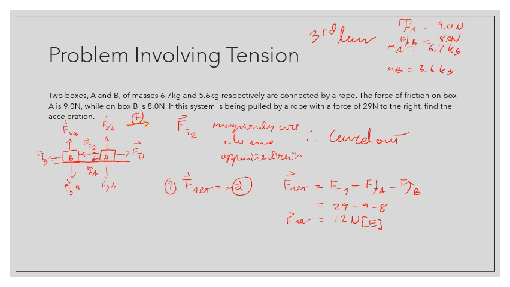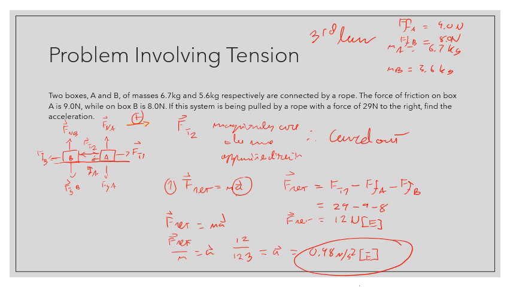Now we can plug this back into our first equation. It says F net is equal to ma, so F net over m is equal to a. In order to find the mass, we just add the mass of box A and mass of box B. So we have 12 divided by 12.3. That's equal to acceleration, and that's equal to 0.98 meters per second squared east. So that was an application of Newton's third law in a physics question.